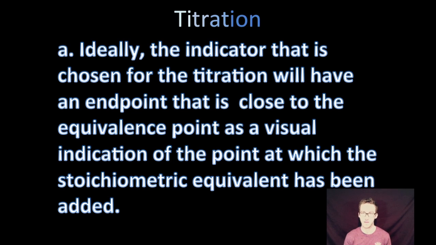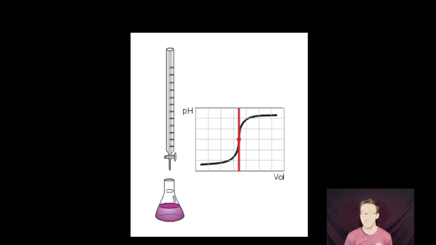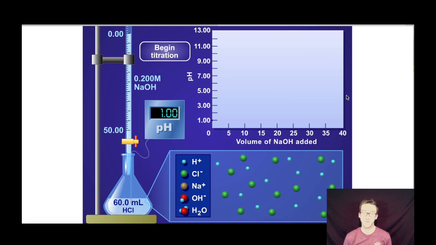And so as you look at the animation on your screen, notice that the indicator that's being illustrated in this animation goes from colorless to pink, indicating that we've reached its end point. And for the titration that you see on your screen, it also changes color at the equivalence point in this titration. Okay, now I've linked to this simulation on the website and I encourage you to check it out.